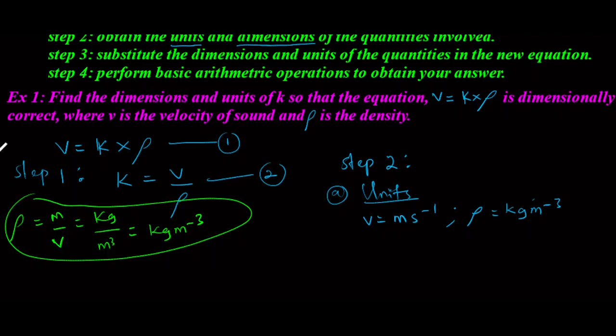Which is step 3. Substitute back into equation 2. That's the new equation, equation 3. So we are going to have k equals velocity, which is meter per second, over density, which is kilogram per meter cube.